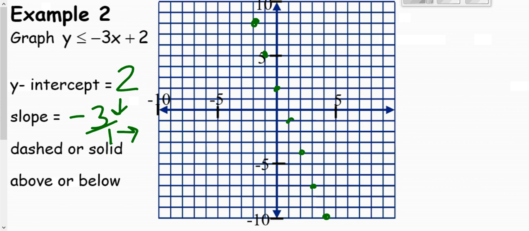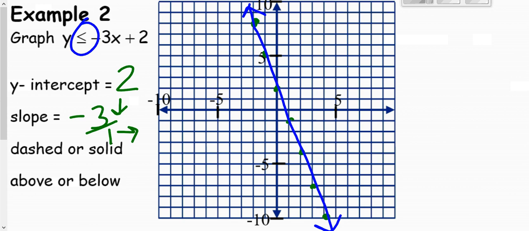Will this be a solid or dashed line? This one has the equals to in it, so it is actually a solid line. What that means is that even points on the line will be a solution to the inequality. If you have a dashed line, that isn't true.